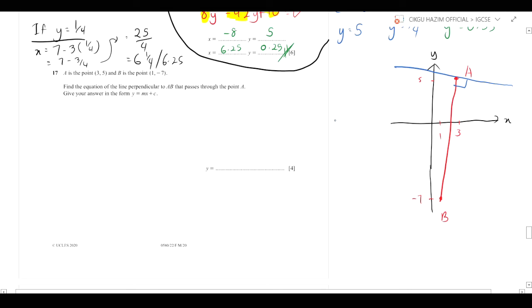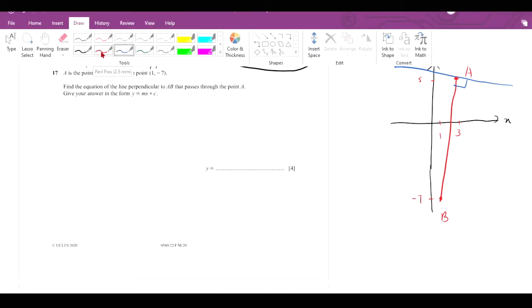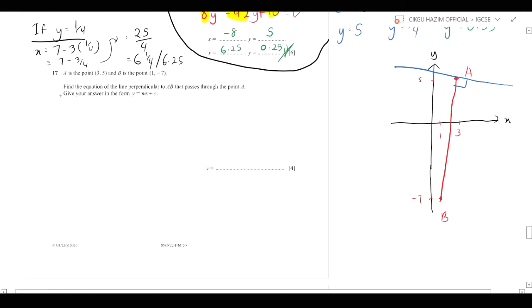Okay, so of course we need to find this one by one. What is the first thing that you need to find? My suggestion is that you find the gradient of AB first. So find the gradient of AB, equal to y2 minus y1 over x2 minus x1. So I'm going to put it over here. It's going to be 5 minus -7 over 3 minus 1. So what do we have here? It would be 12 over 2, and we have 6. That is the gradient of AB.